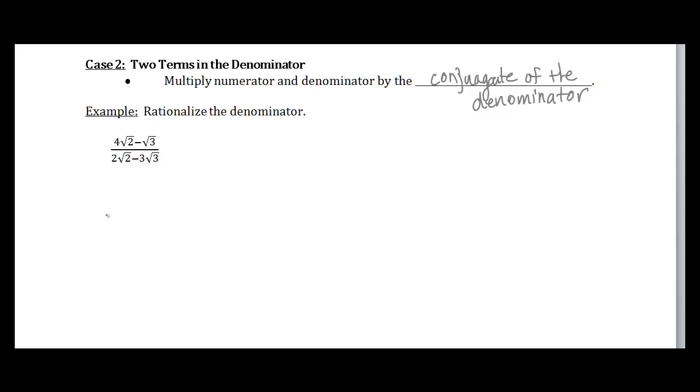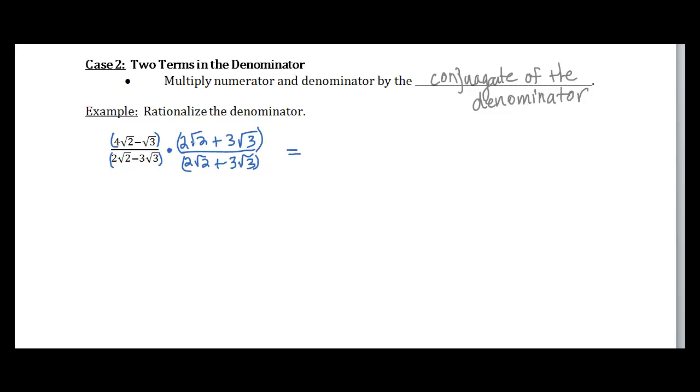Let's look at this example. 4 square root of 2 minus the square root of 3, all over 2 square root of 2 minus 3 square root of 3. The radical expression that's in my denominator is 2 square root of 2 minus 3 square root of 3. I'm going to multiply by the conjugate of that, which will be 2 square root of 2 plus 3 square root of 3. And of course, we've got to multiply the top and the bottom by that. When we do that, it sets up a FOIL method. So these types of examples can get very complicated.